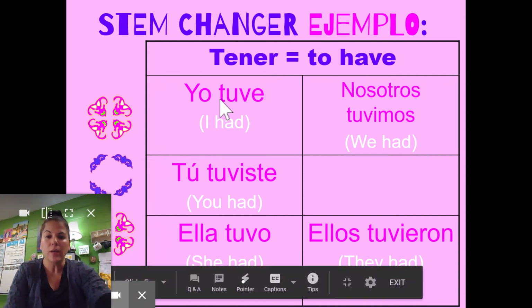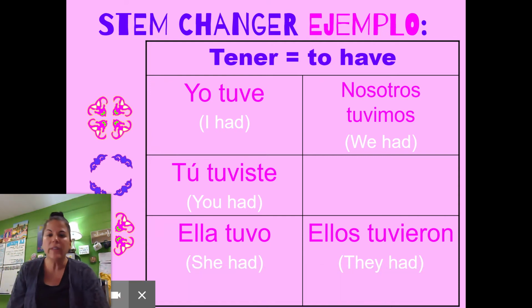Okay, so we have tuve is I had. Tú tuviste is you had. Ella tuvo, she had. Nosotros tuvimos, we had. And ellos tuvieron, they had. Okay, so pause it if you need more time to copy that. So that's what stem changers look like when they're conjugated.